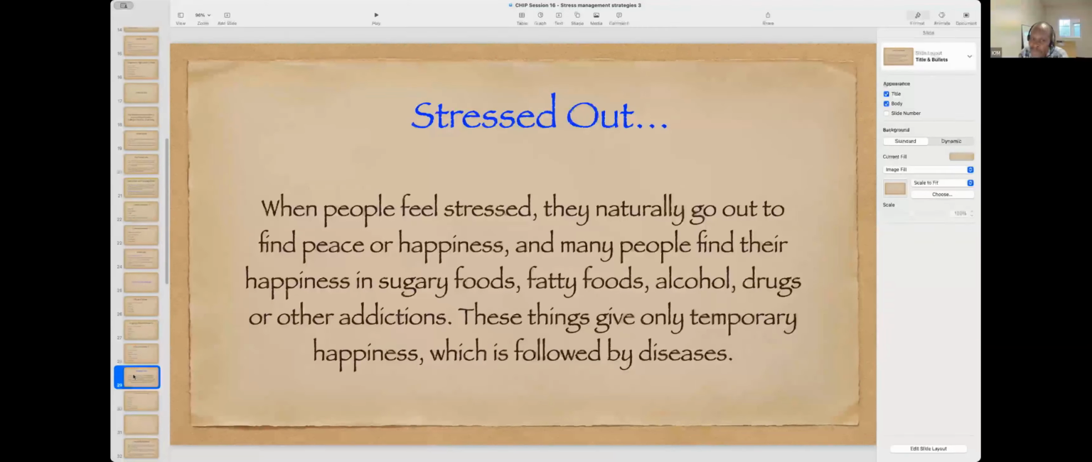they naturally go out to find peace or happiness, or rather to find a way of escaping from this stressful situation. And many people find their happiness or consolation in sugary foods, fatty foods, alcohol, drugs, or any other addictions. But these things give only temporary happiness or relief, which is followed by problems.